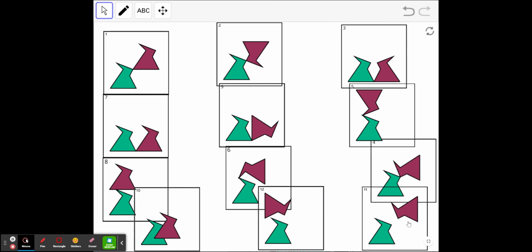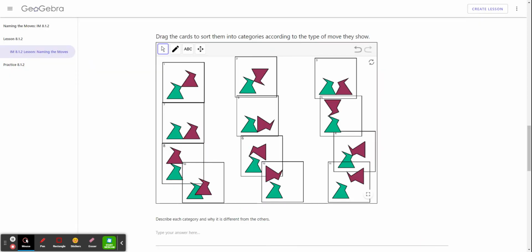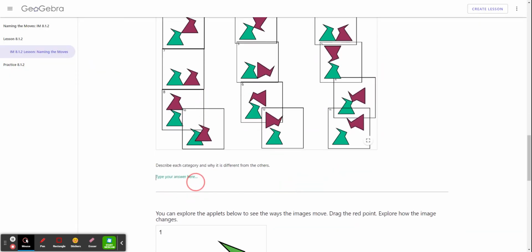All right, so I think I have my 3 categories. I've got my slides, I've got my turns, and I've got my flips: slides, turns, and flips. I'm going to take a minute and just describe each category.